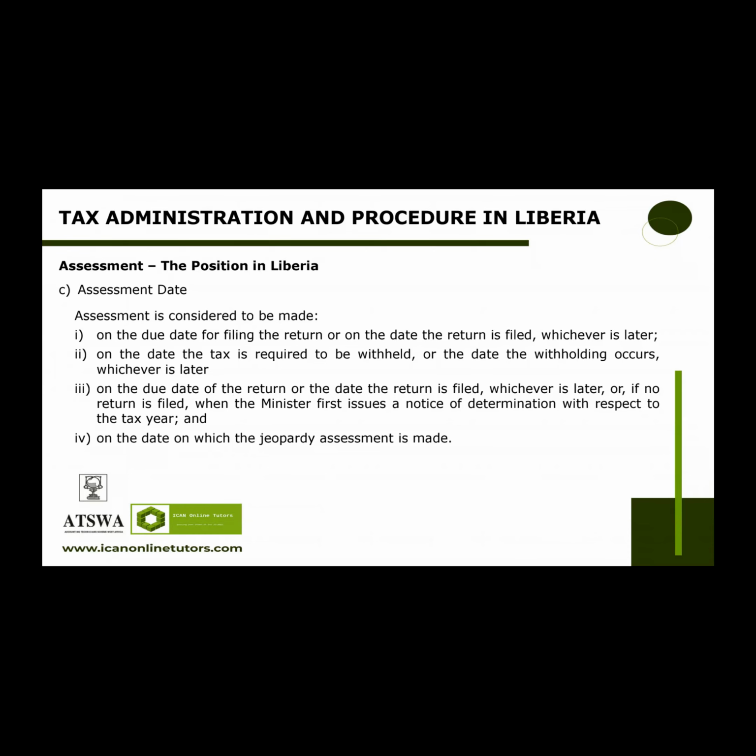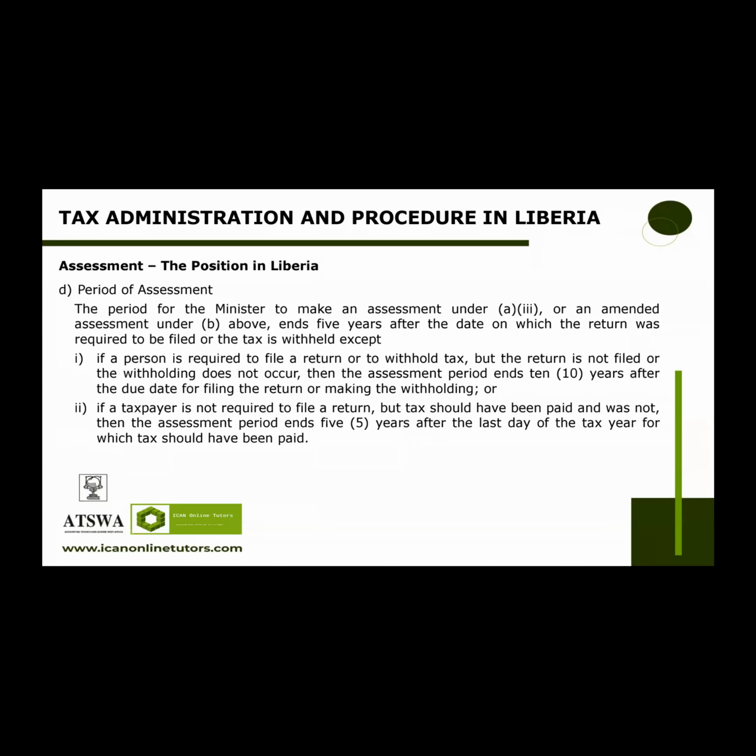Are you together? Now let's look at the period of assessment. In Liberia, the period for the minister to make an assessment under the general rule, or an amended assessment under the amendment of assessment, ends 5 years after the date on which the return was required to be filed or the tax is withheld, except if a person is required to file a return or to withhold tax, but the return is not filed or the withholding does not occur, then the assessment period ends 10 years after the due date for filing the return or making the withholding.